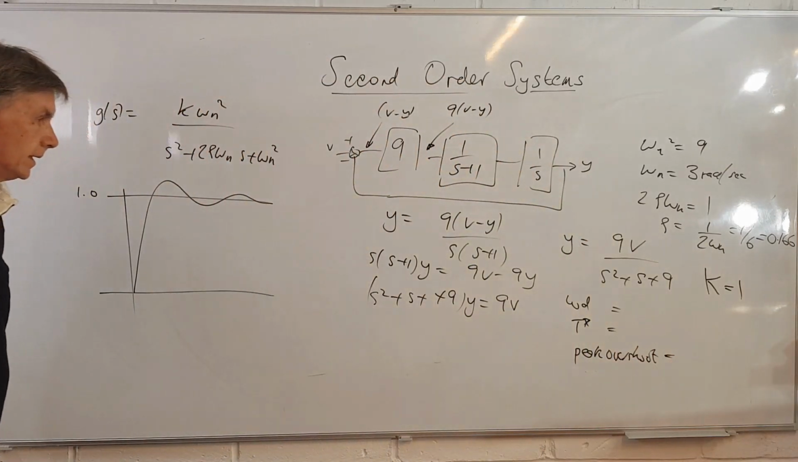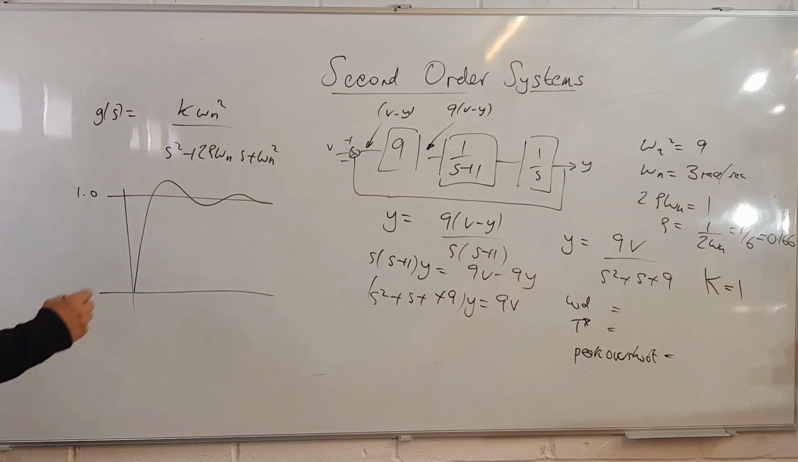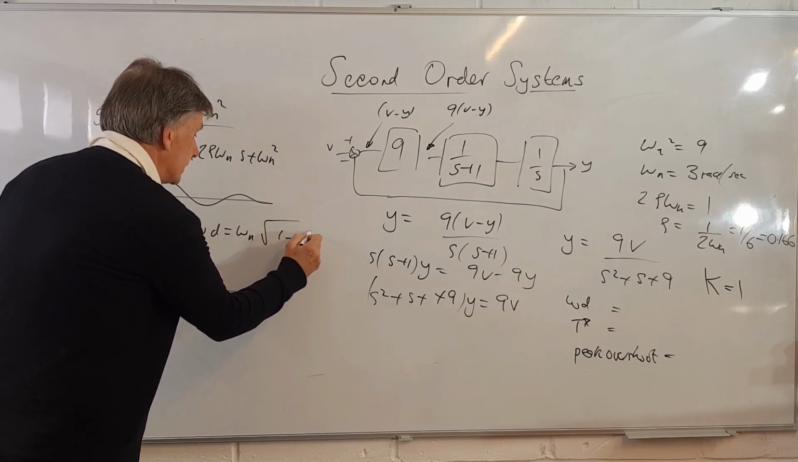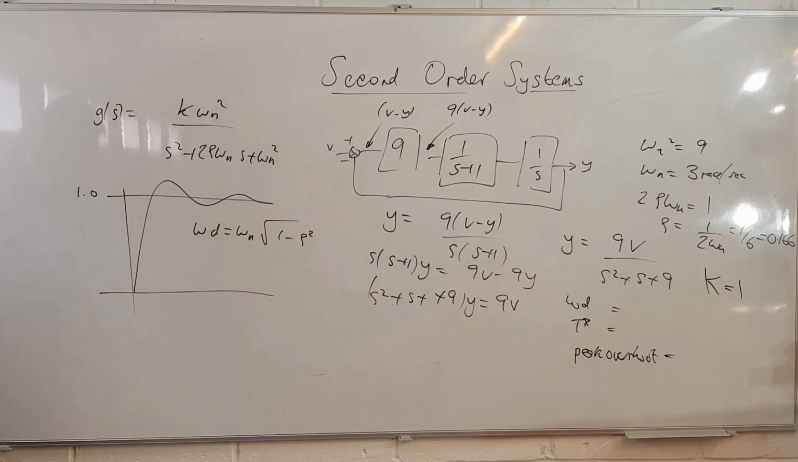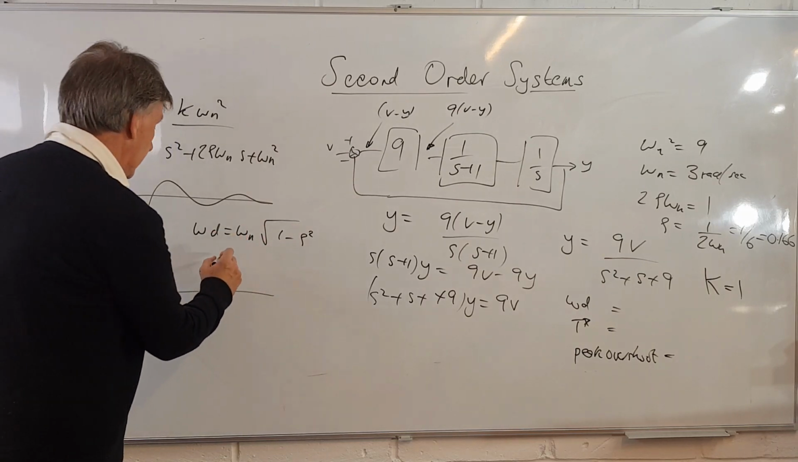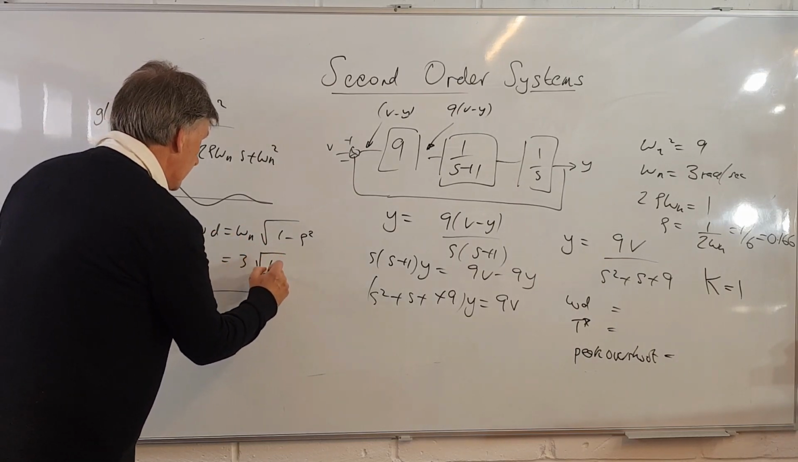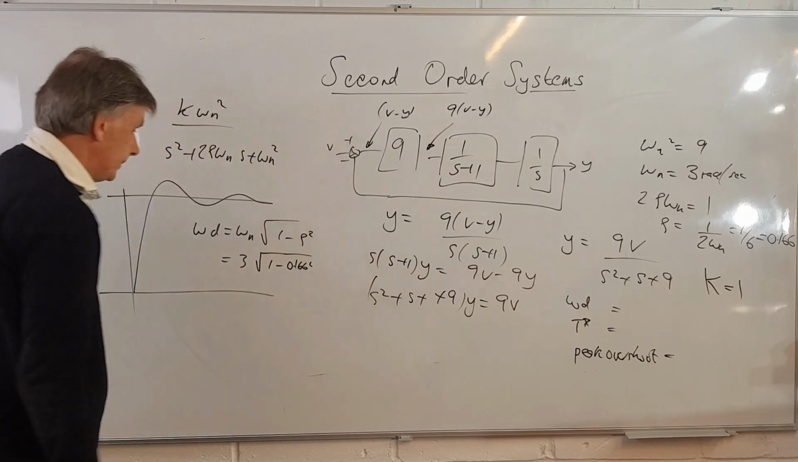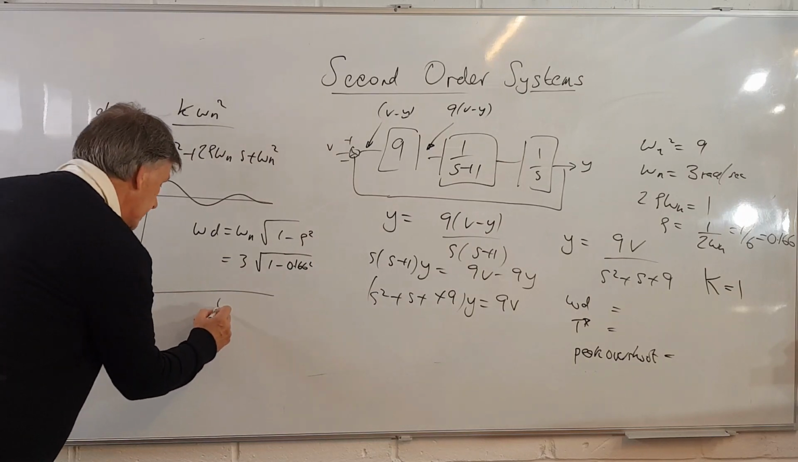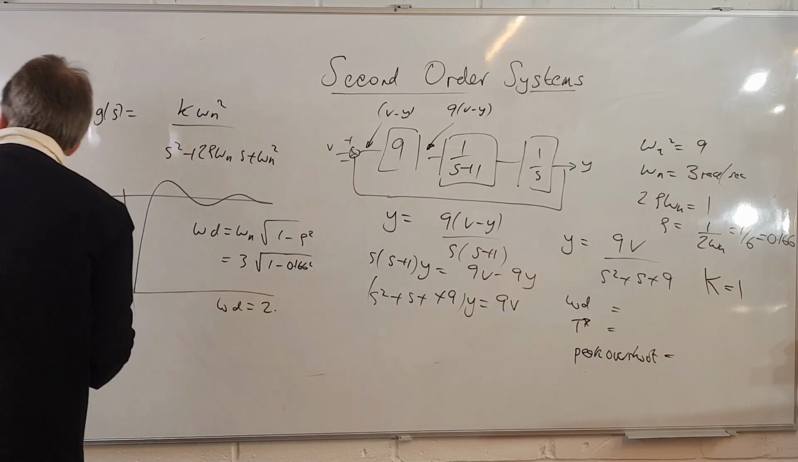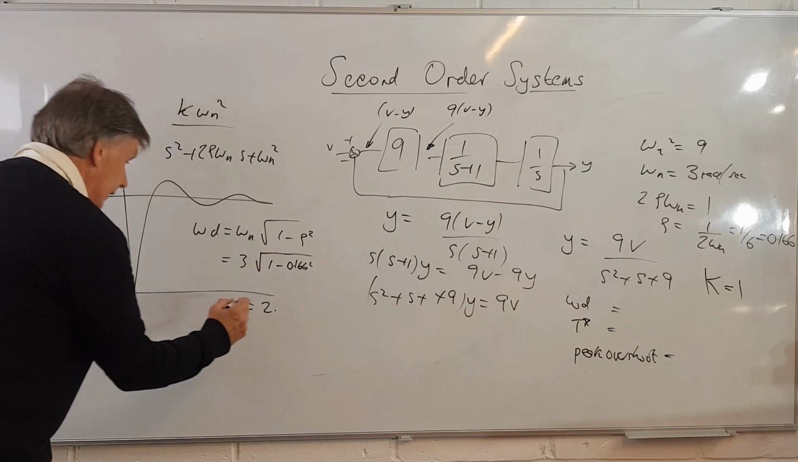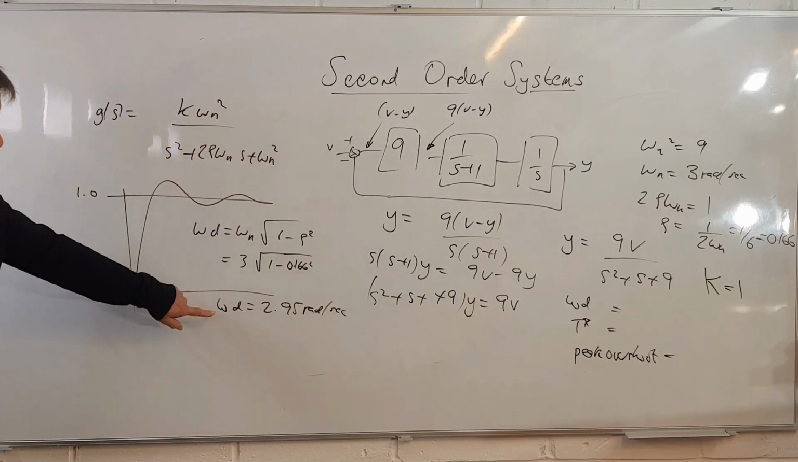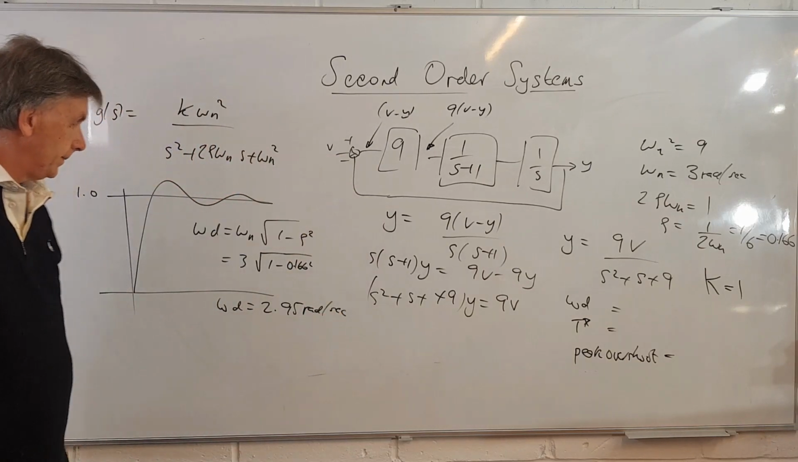So we can write the expression now for omega d. You know that omega d is omega n times the square root of 1 minus zeta squared. There's our standard equation for omega d. Then stick the numbers in now, so it's going to be 3 times the square root of 1 minus 0.166 squared. And if we work that out, we get omega d comes out as 2.95 radians per second. So omega d is always a little bit lower than omega n.